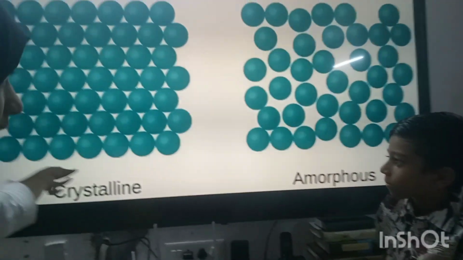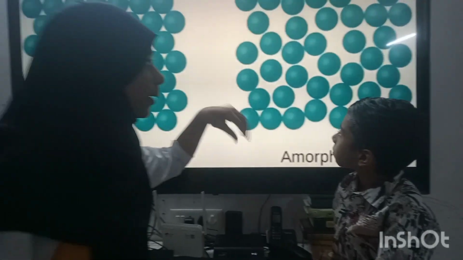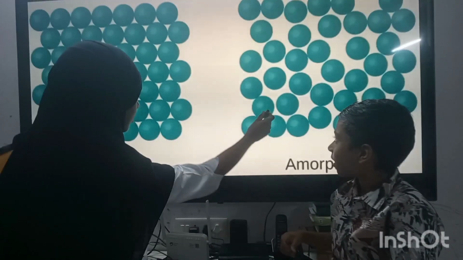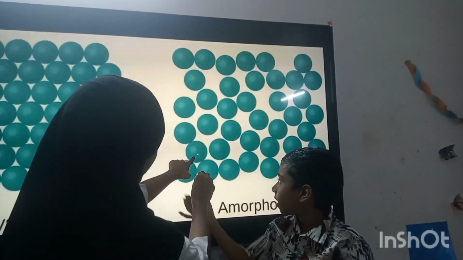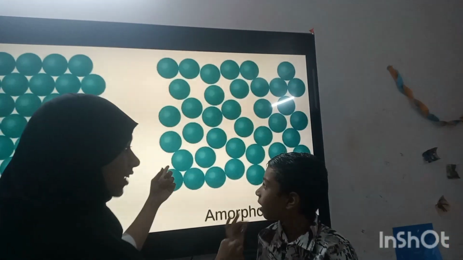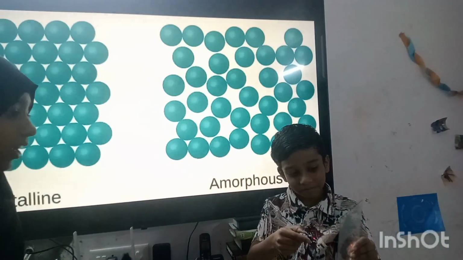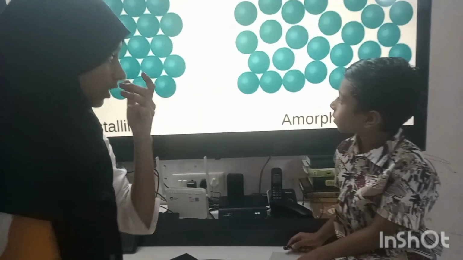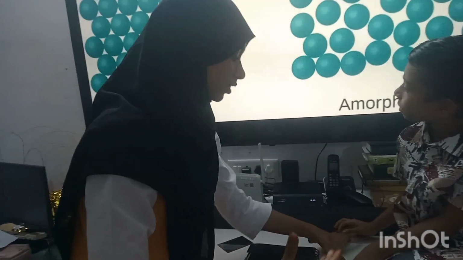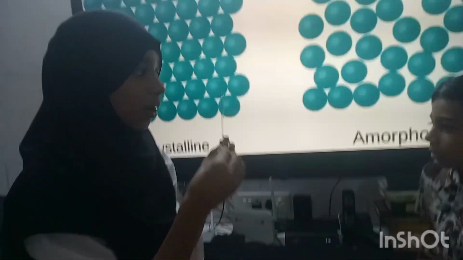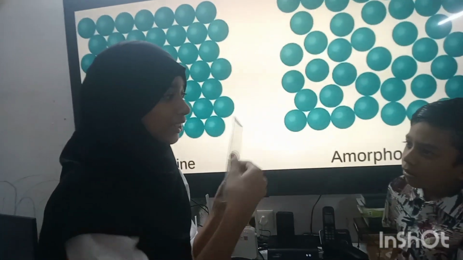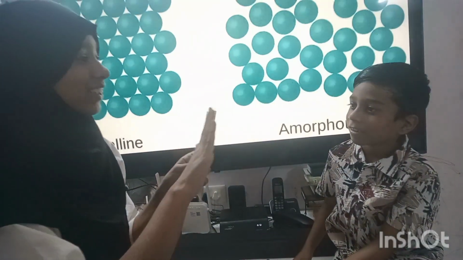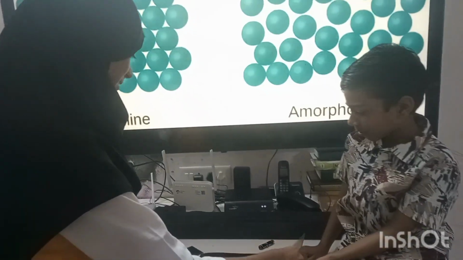So unlike the crystalline structure, most of the light passes through because it doesn't touch. When the light hits this place, it will get reflected. But when it hits this place, it gets transmitted. So in amorphous structure, most of the light is transmitted. So glass has an amorphous structure, and most of the light is transmitted.